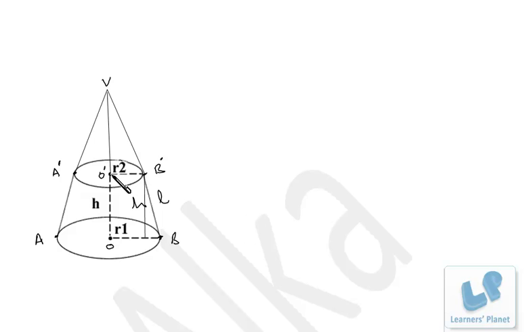Now you can see this length is R2, this complete length is R1. From this point to this point it is R2, right? So this length, from this point to this point, will be R1 minus R2, this total length minus this length, that is R1 minus R2. Okay, I assume this point to be suppose L.